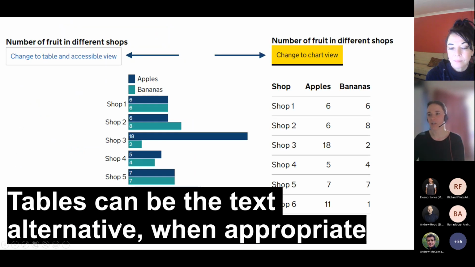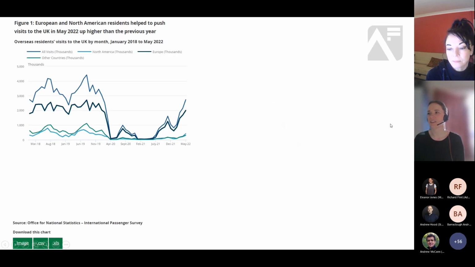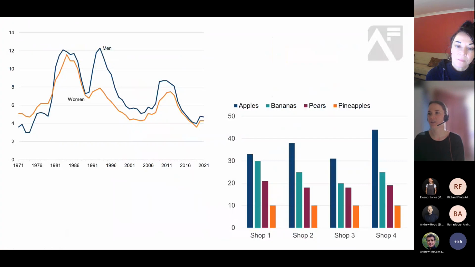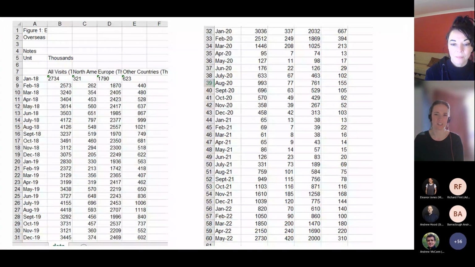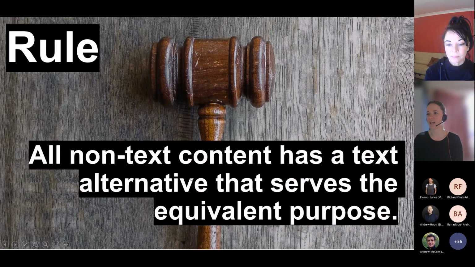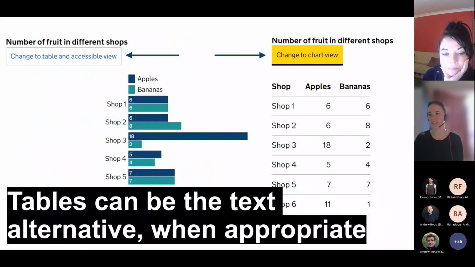And then going back to think about tables. Tables can be the text alternative. Like that one back there, going back, that's too much. That's not an appropriate text alternative because there's too much going on. There are 4 columns, and loads and loads of rows in that data. So that's not appropriate. But with something like this cluster bar chart, you haven't got many columns, and you haven't got many rows of data. It can be a really appropriate text alternative. Somebody can get the information from there.